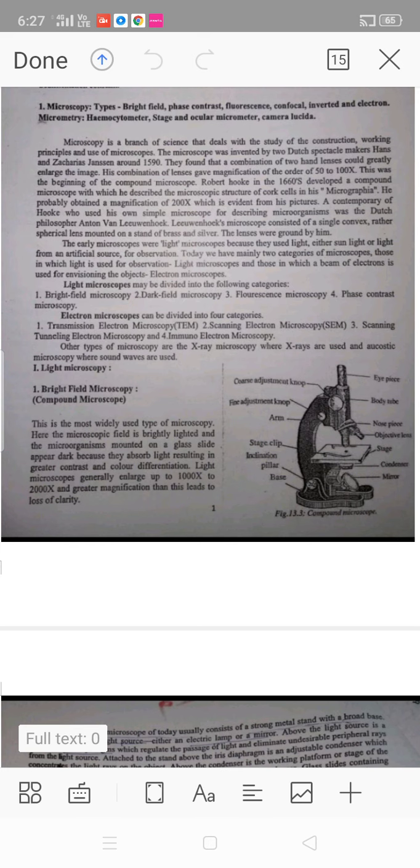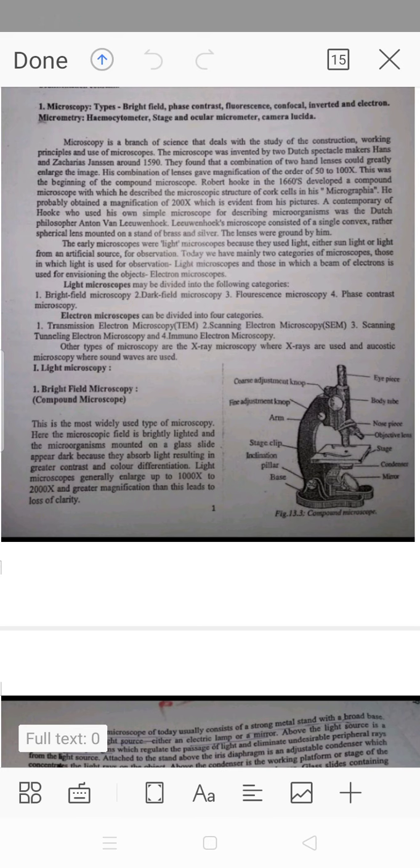The early microscopes were light microscopes because they used light, either sunlight or light from an artificial source, for observation. Today we have mainly two categories of microscopes: those in which light is used for observation, light microscopes, and those in which a beam of electrons is used for observing the objects.